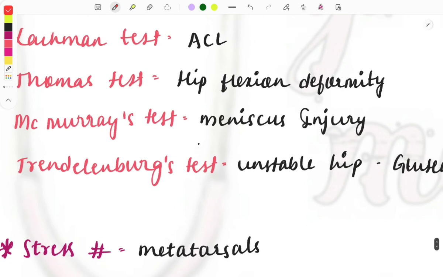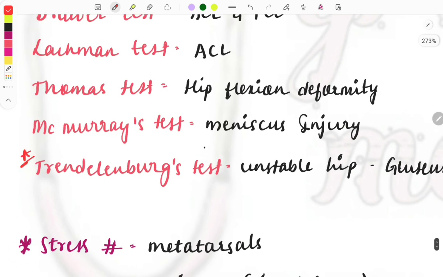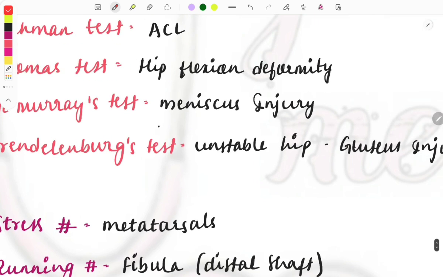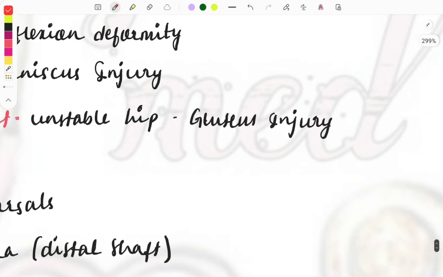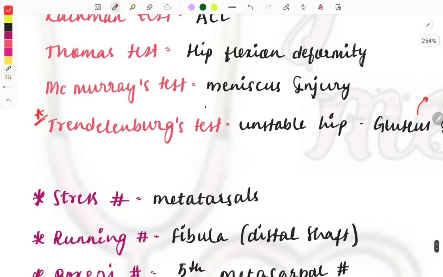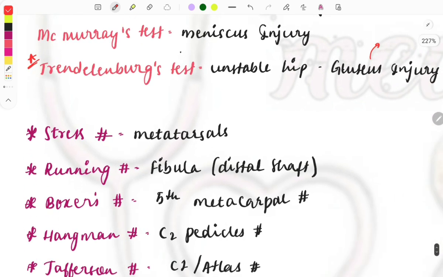McMurray test for the meniscus, and Trendelenburg's test, important from the anatomy also, and this is done for the unstable hip, and we will come to know the injury to the gluteus minimus and the medius muscle. And injury to these muscles will cause the gait, right, the Trendelenburg gait. So we will be doing this test to identify the muscle injury.